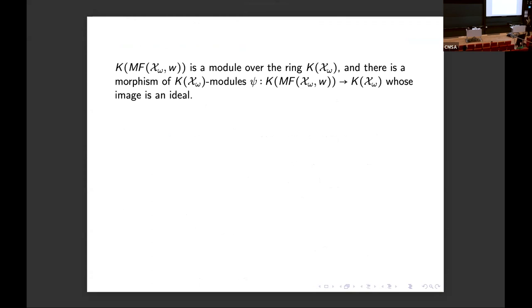So now these invariants only depend on the K theory class, and this K theory of matrix factorizations is a module over the K theory of the toric orbifold itself, and we have a morphism. Basically, a matrix factorization is a two periodic complex. We just forget about the maps of the complex and just remember the vector bundles, and we get the K theory class. So this is this kind of forgetful map. Because it's a map of modules, the image is an ideal.